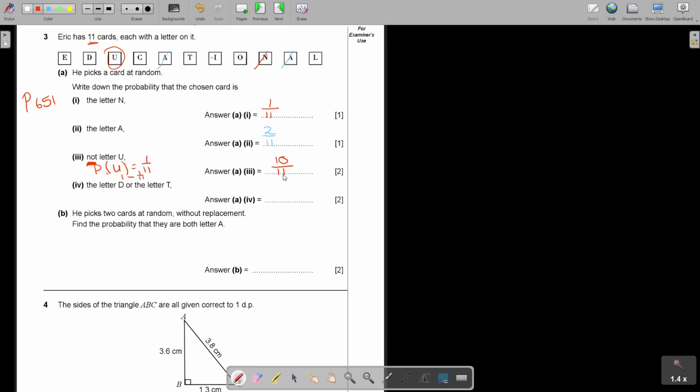Okay. The letter D or the letter T. Now, the word or always says add. So, first go to the letter D. Now, how many D's were there? If I look, I see only one D. Do you see? So, it's 1 out of 11. If I go and I see how many letters T there are, again, I just see 1. So it's almost like I just add those 2 up, but my final answer will be 2 out of 11. Okay, but it's adding up. That's why it's a positive or addition in between.